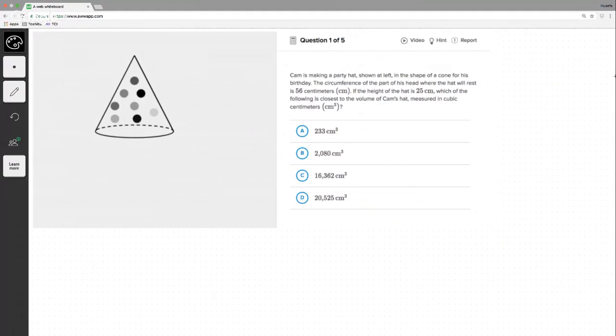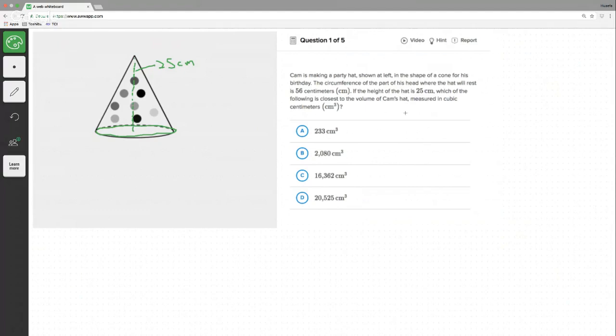All right, here we go. Question 1. Cam is making a party hat shown at left in the shape of a cone for his birthday. The circumference of the part of his head where the hat will rest is 56 centimeters. So this circle has a circumference of 56 centimeters. If the height of the hat is 25 centimeters, so this height right here coming down is 25 centimeters, which of the following is the closest to the volume?